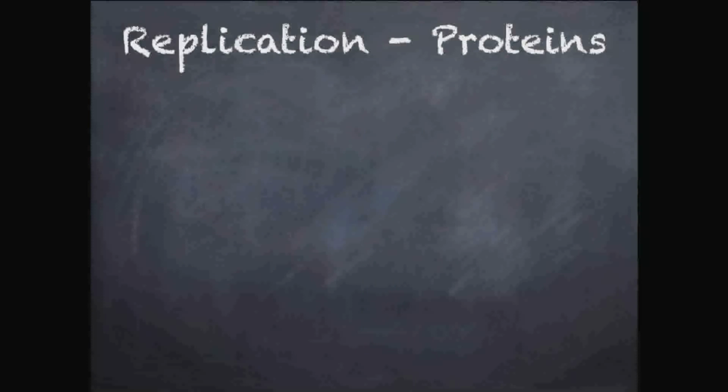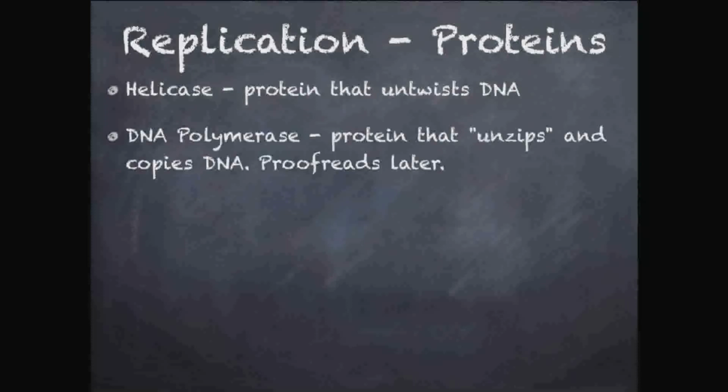All right, so there's a bunch of proteins that work in replication. Proteins, remember, are these macromolecules that do all the work for the cell. So helicase is a protein that untwists DNA. DNA is in that double helical structure, remember, and we have to unwind it before we can get at it and start reading it and start copying it over.